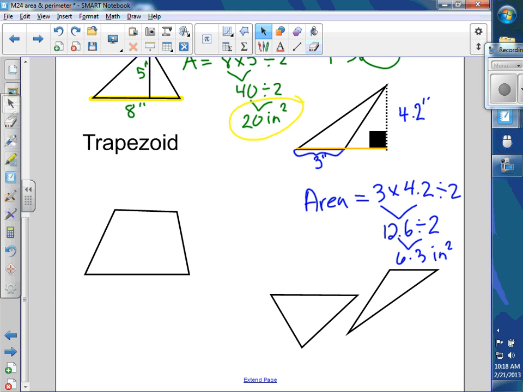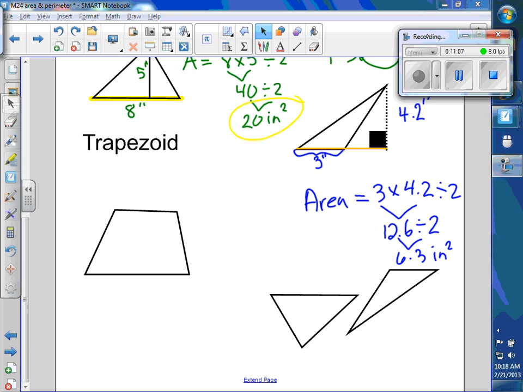Does that help? Kind of a summary? We'll do trapezoids tomorrow.